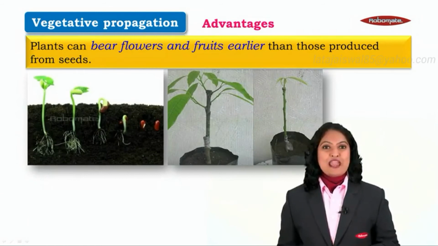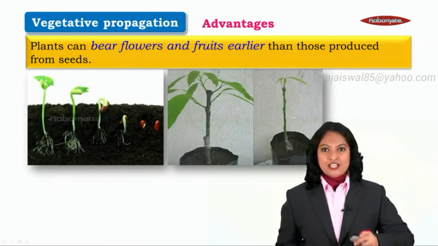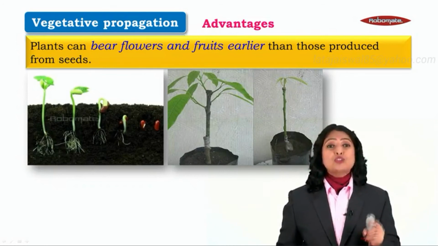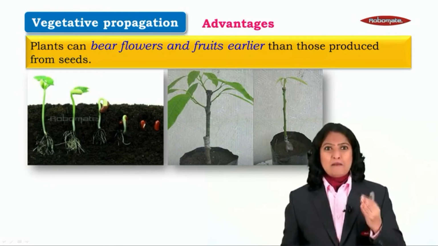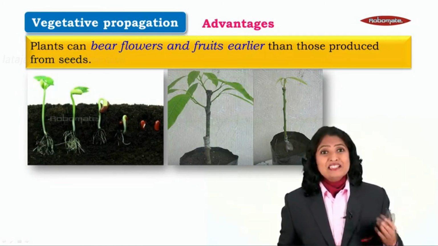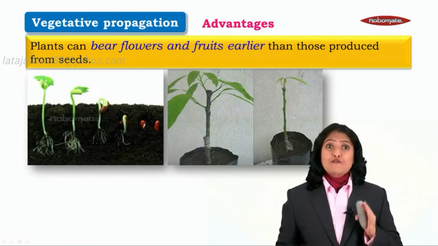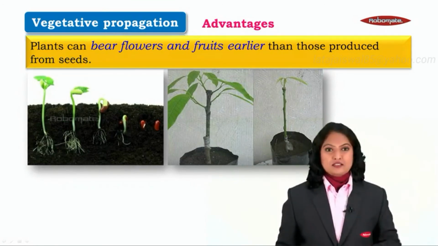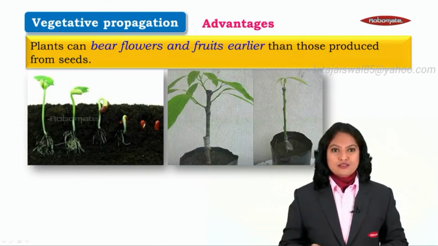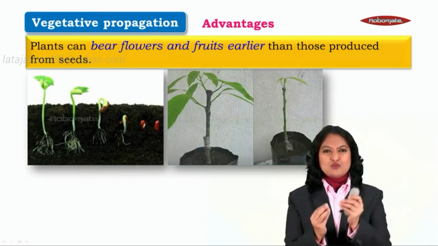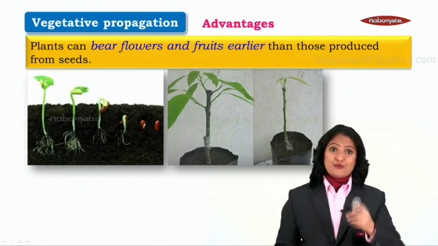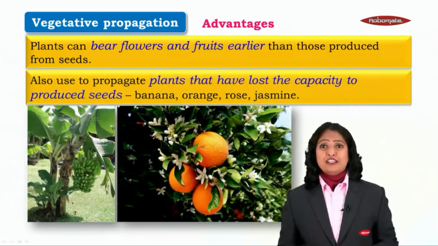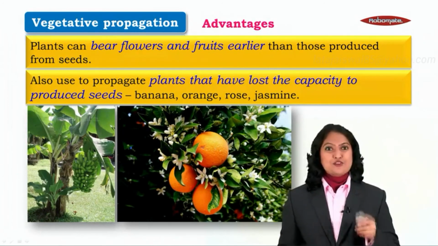Students, advantages of vegetative propagation. Indeed, plants can bear flowers and fruits earlier than those from seeds. The seeds are going to take time to sprout, develop shoot system, root system, then come up from the soil and then develop the plant and roots, and then fruits and flowers much later. In vegetative propagation, it is much faster. You just have to graft and it quickly grows. Or you just have to layer and it quickly grows.